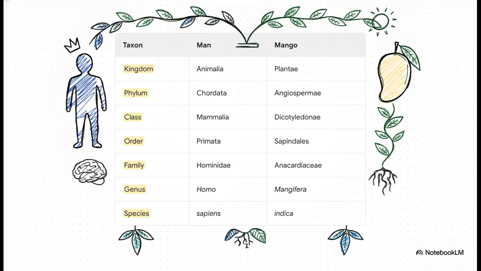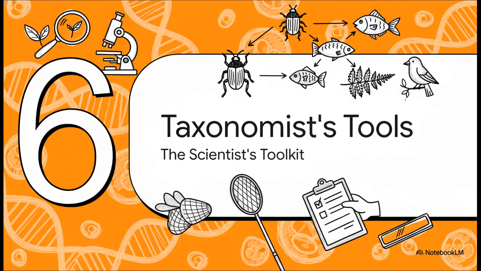Here you can see the classification for us, a human, and for a mango. Notice how we start off in totally different kingdoms, Animalia and Plantae. But as you go down the list, each step gets more and more specific until you're left with just one unique organism.